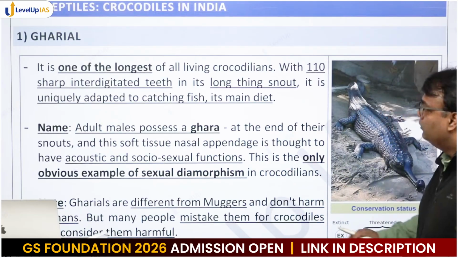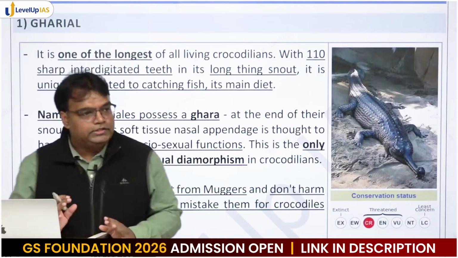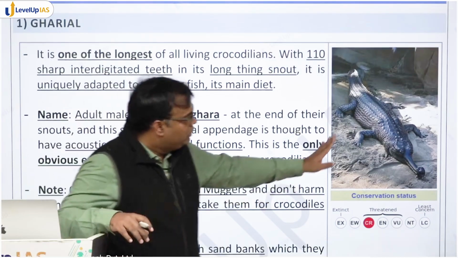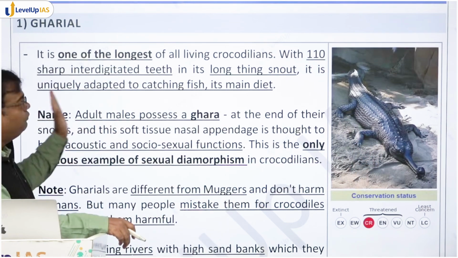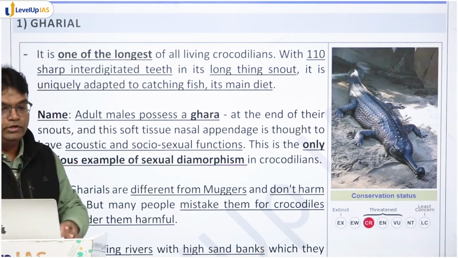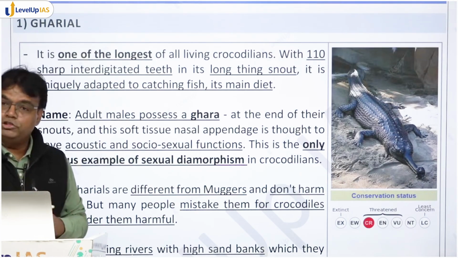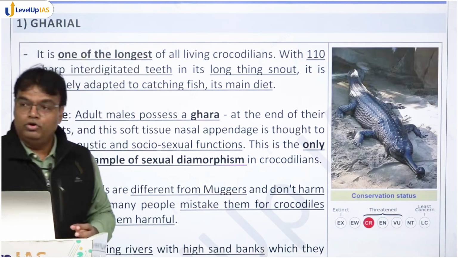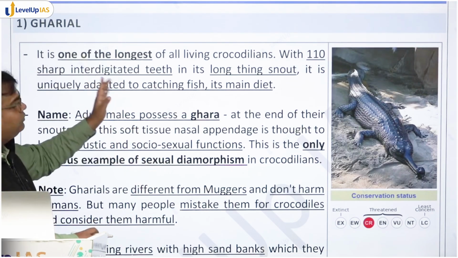So the first crocodile that we want to deal with here is the gharial. Now when you look at gharial, if you look at this image, this is a crocodile which is one of the longest of the living crocodile. Though it's not heavy, हम देखेंगे saltwater crocodile is much more heavier. In fact, the heaviest or biggest reptile on earth is saltwater crocodile. But the longest one is which one?